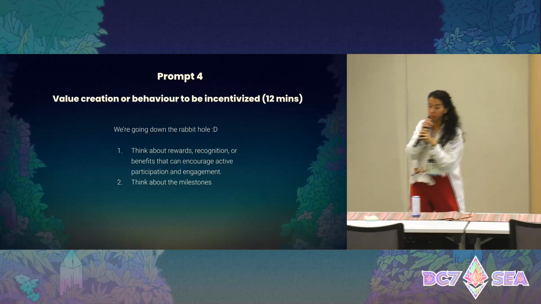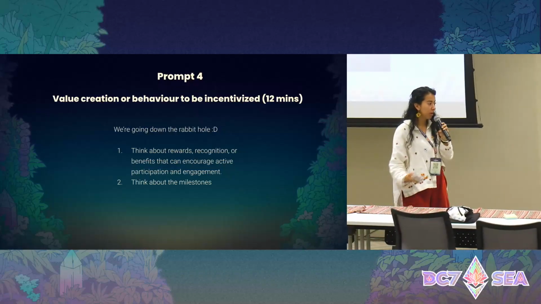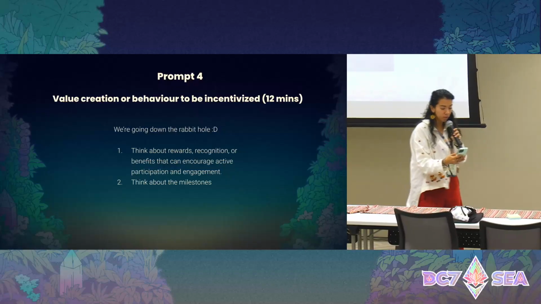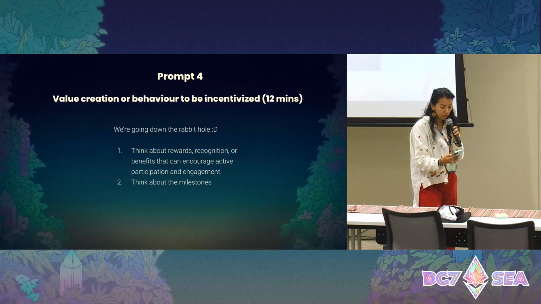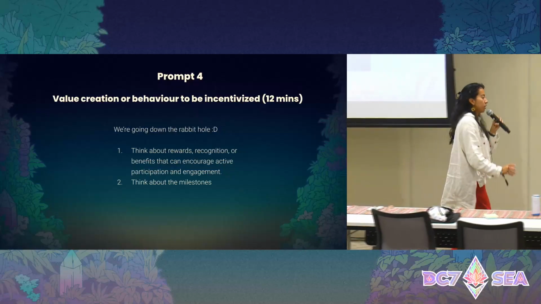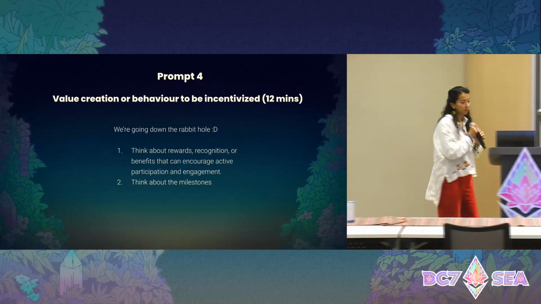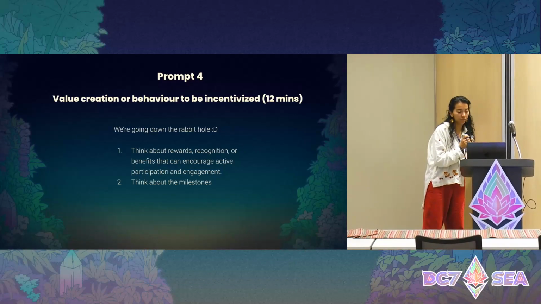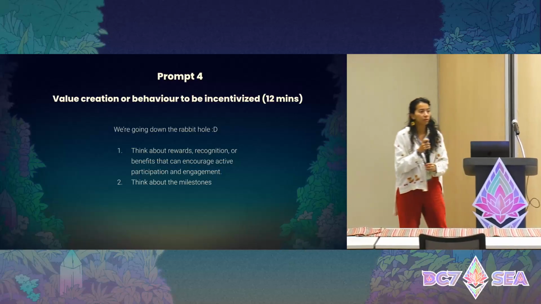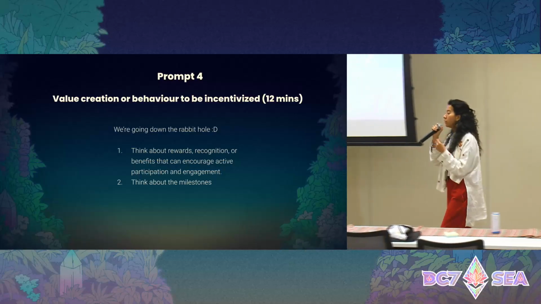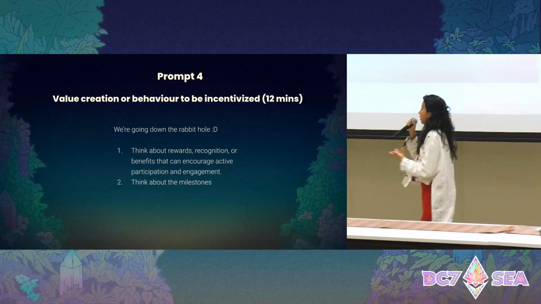So I know it says 12 minutes, but we're only going to give 8 minutes for this part as well. And you can start now. And try to be as specific as possible when you're thinking of the behaviors that people are going to have.